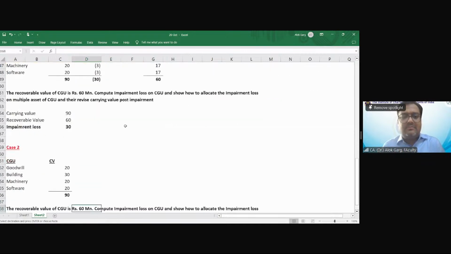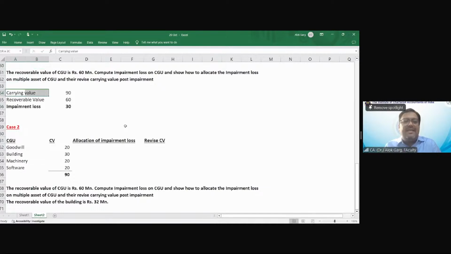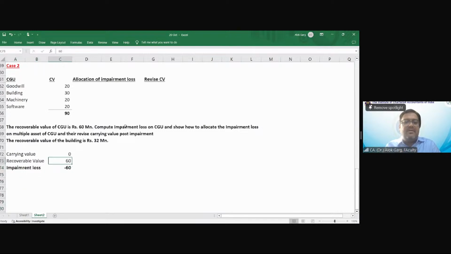Sir, except the building, for the remaining 2 assets divide the 10 million. Very good. So what is my carrying value? My carrying value is 90, recoverable value is 60, impairment loss is 30, right? So what to allocate? First need to allocate to goodwill. So we will deduct 20. So revised carrying value of goodwill will become 0. Let me put some remarks here. Goodwill written off.